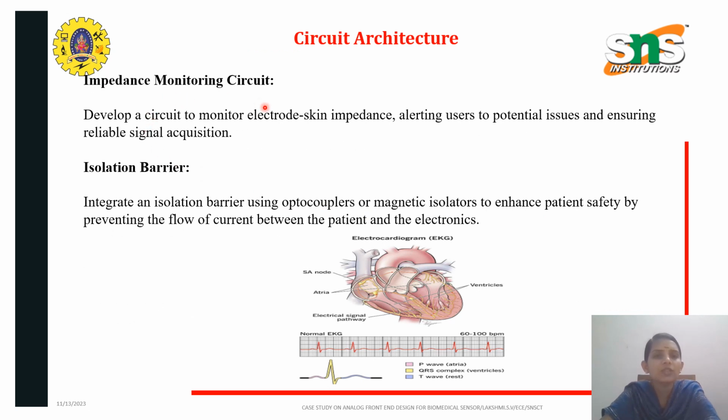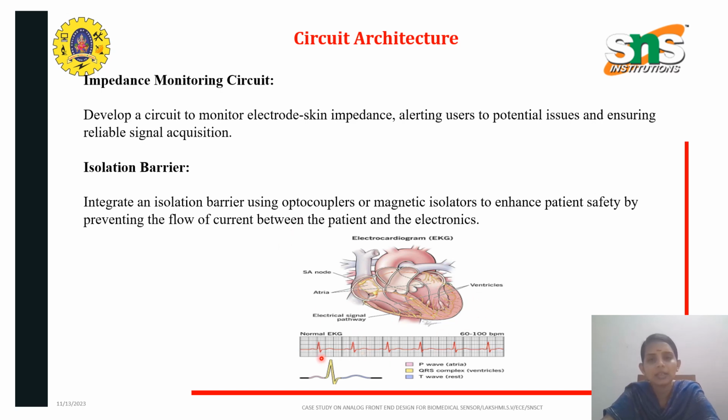Next is the impedance monitoring circuit. As we have told, the electrode skin impedance should be monitored such that the patient is prevented from electrical hazards. And we have an isolation barrier, like optocouplers or magnetic isolators, to ensure patient safety by preventing the flow of current between the patient and the device.